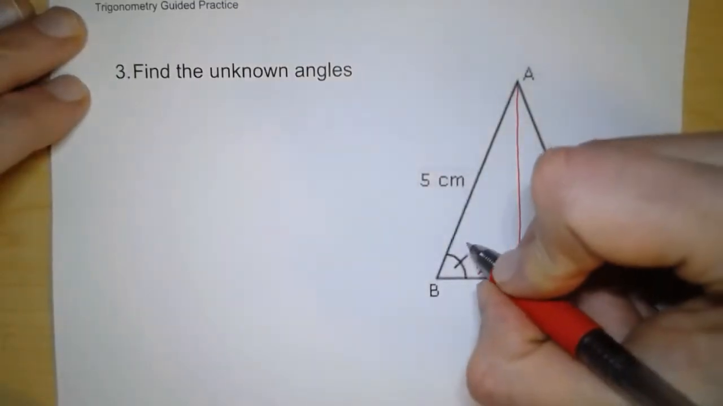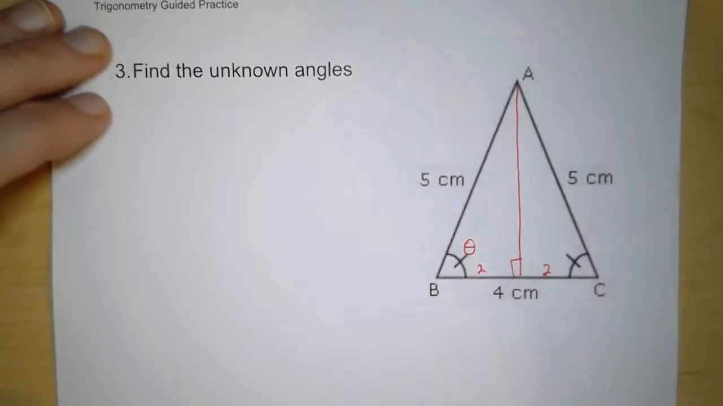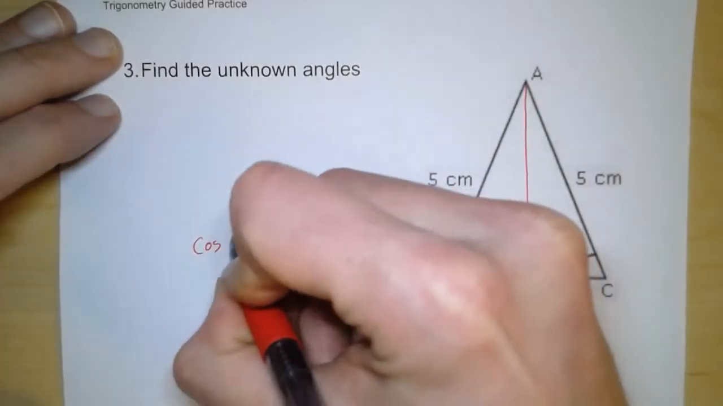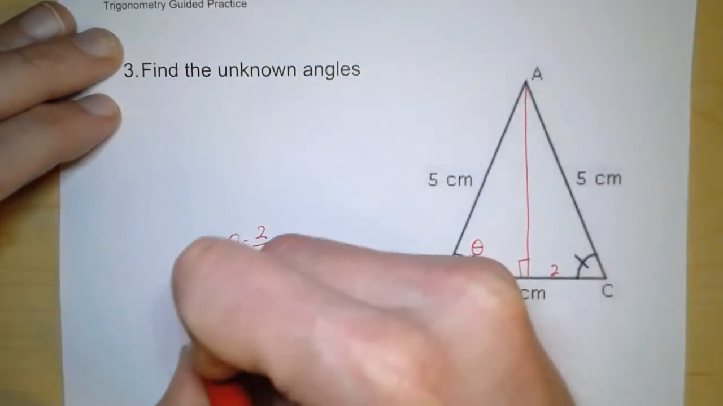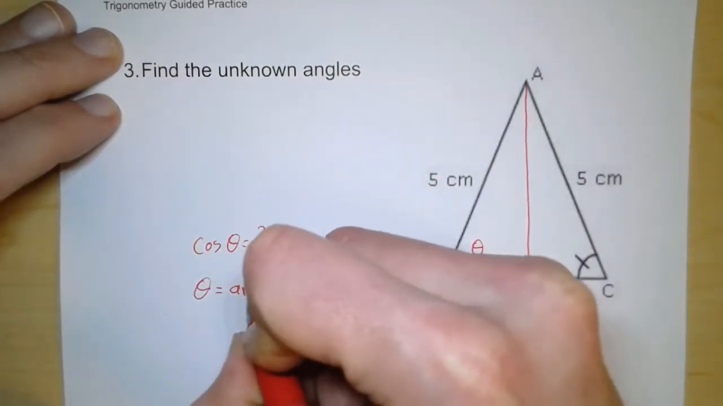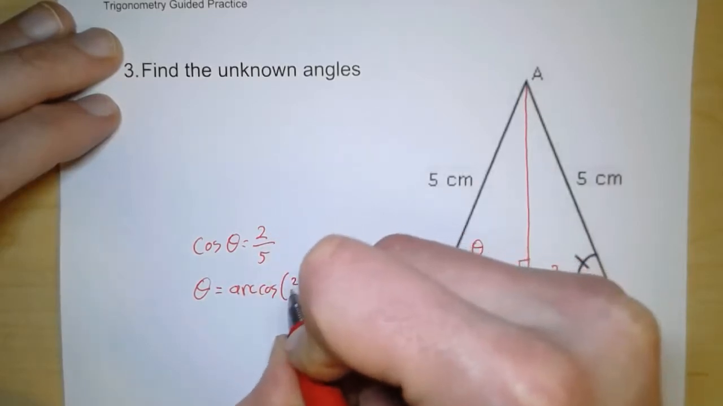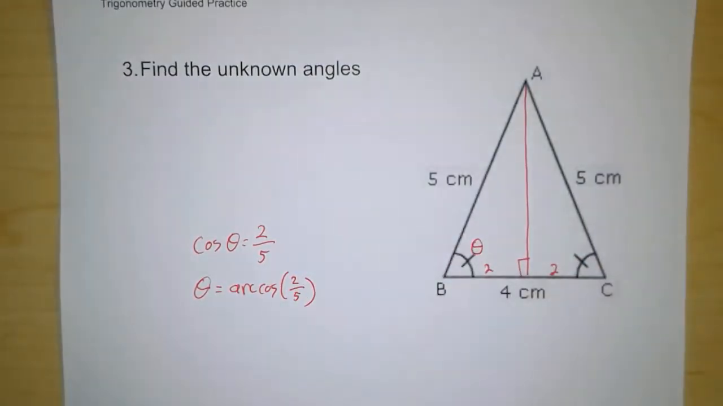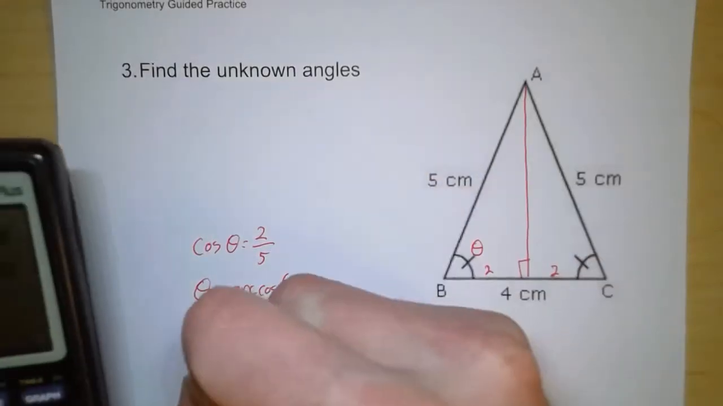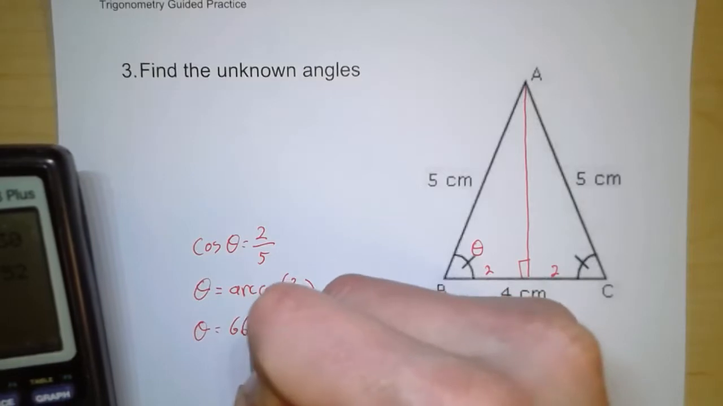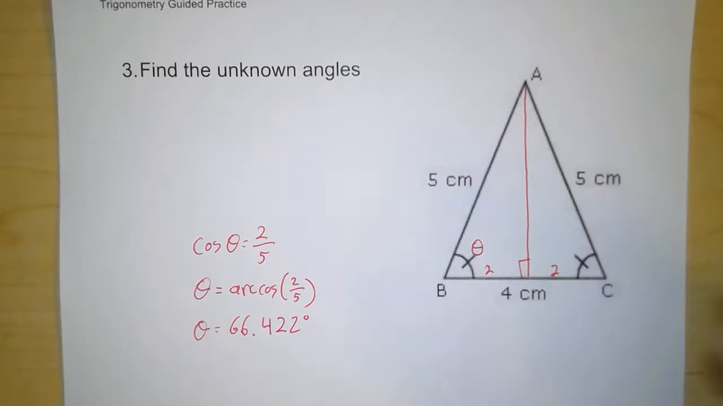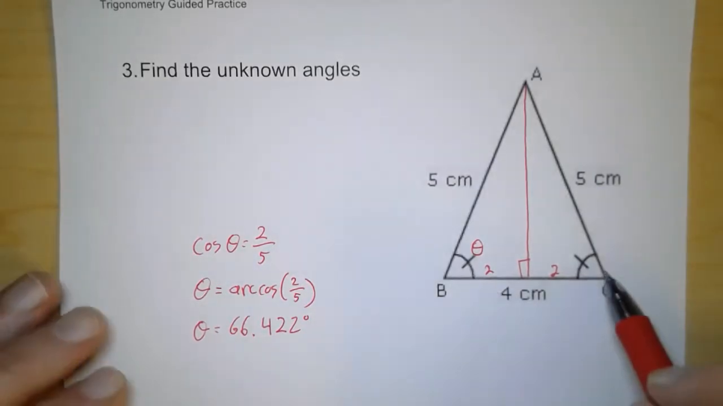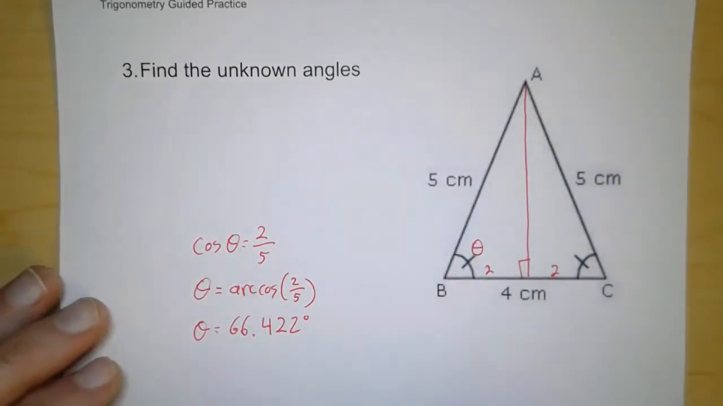So let's call this theta. That means cosine of theta equals 2 over 5. So if I want theta, that means that's arc cosine of 2 over 5. When I type that into my calculator, I get for theta 66.422 degrees. And so that's this angle here for angle B and for angle C.